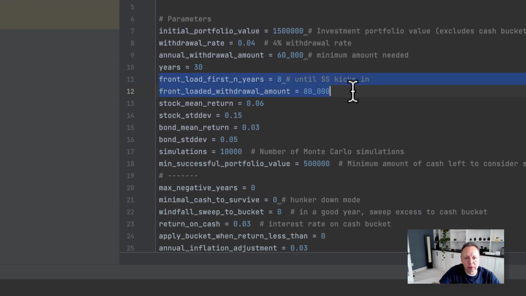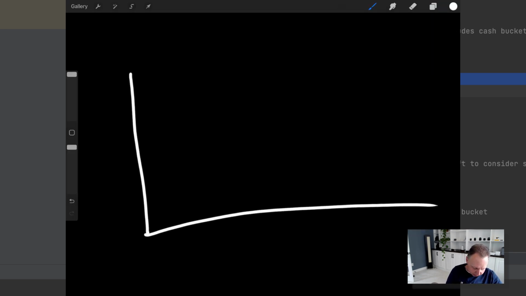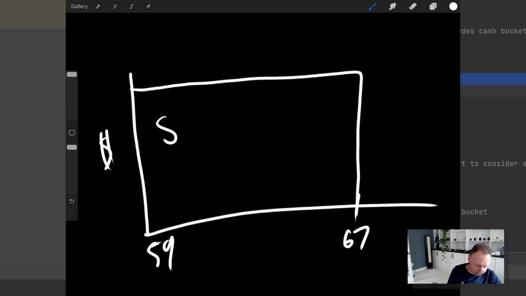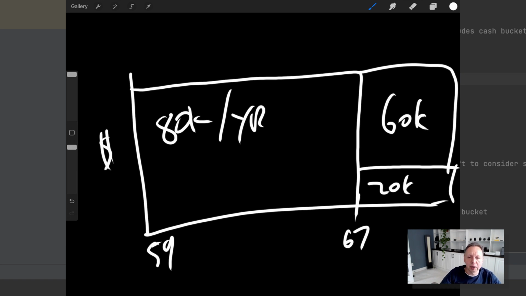So let's look at these two, the front loading for 80,000. What we're saying is, let me draw this out. If this is my timeline as my retirement income, I'm retiring at 59. I'm only going to withdraw Social Security at 67. And I know I need 80,000 a year. So for the first 8 years until Social Security kicks in, I have to withdraw 80K a year. Once Social Security kicks in, it's going to contribute 20K, so I need the other 60K to come from my portfolio. So that's what this front loading is. For the first 8 years, I have to actually withdraw more.